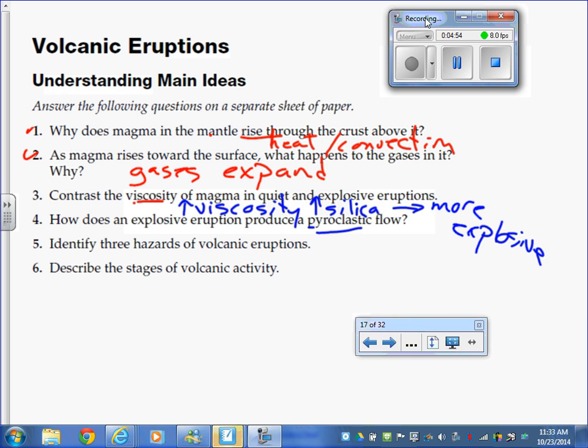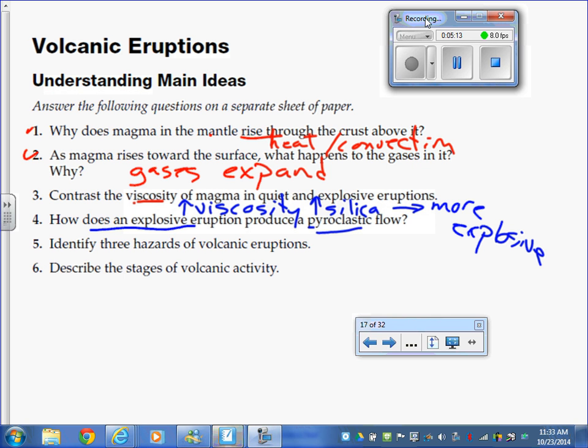So in Hawaii, they have the effusive or quiet eruptions with low viscosity, and so it doesn't suddenly explode, it's just constantly erupting, and people know it's erupting, and they know the lava flows are coming, and they move out of the way, although their houses sometimes burn down.